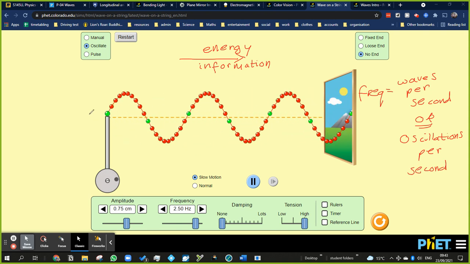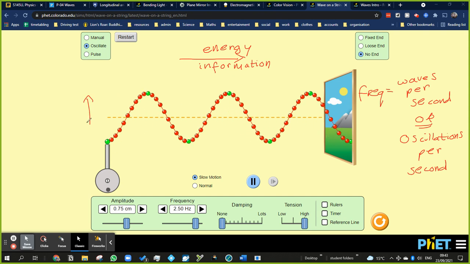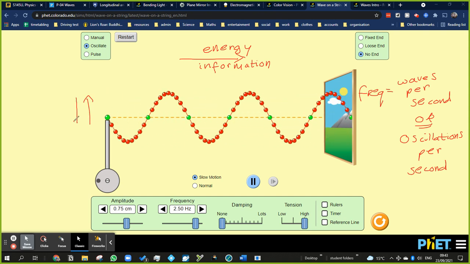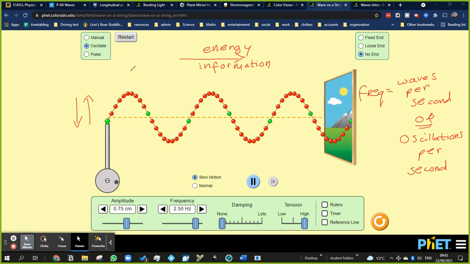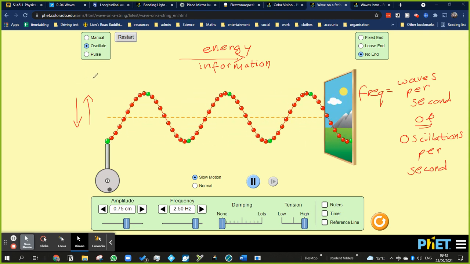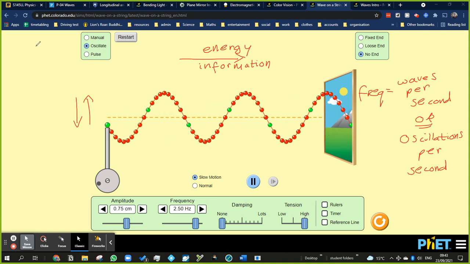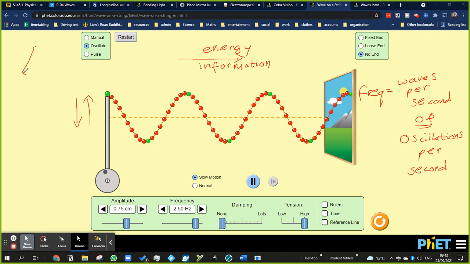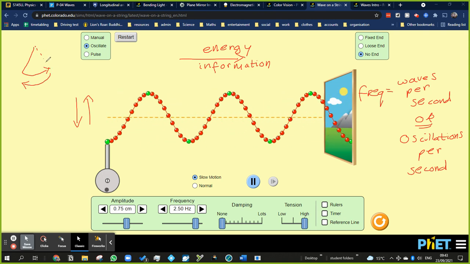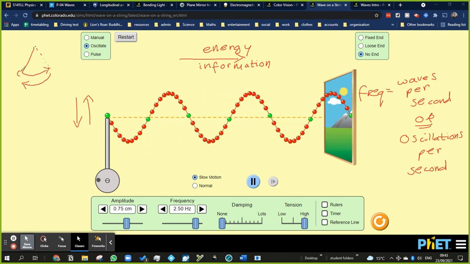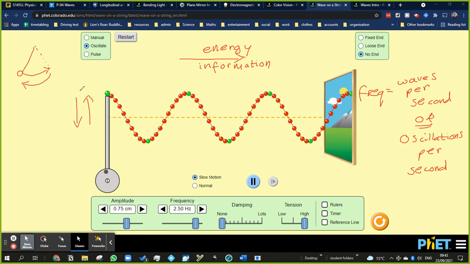Okay, so an oscillation is just a forward and backward movement, or an up and down movement. Up and down, that's an oscillation. But if it went forwards and backwards, that would also be an oscillation. You also get it on a pendulum. The pendulum goes back and then forwards again, like that. So that would be an oscillation.